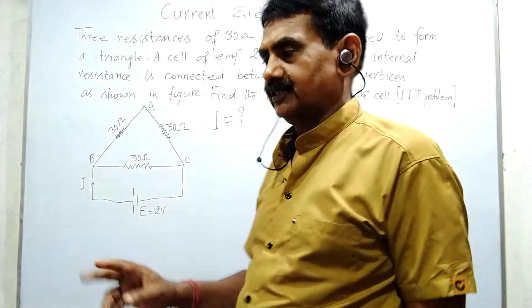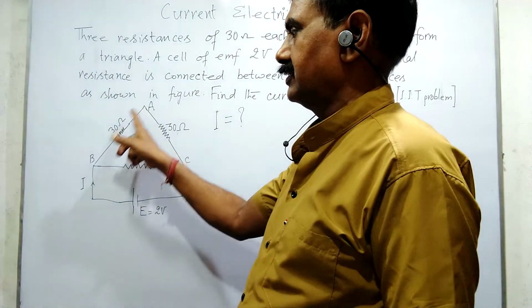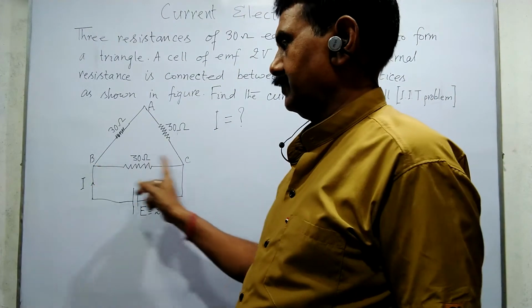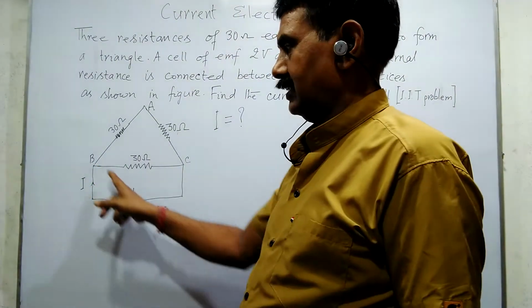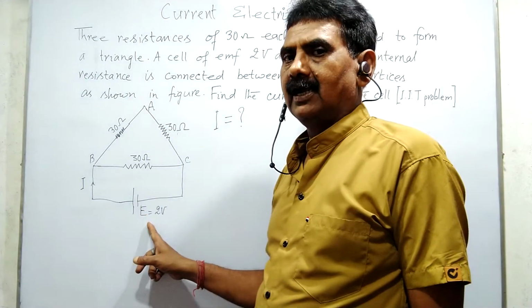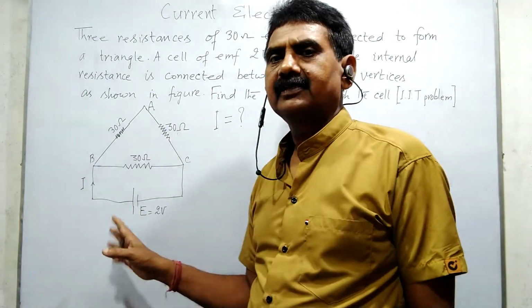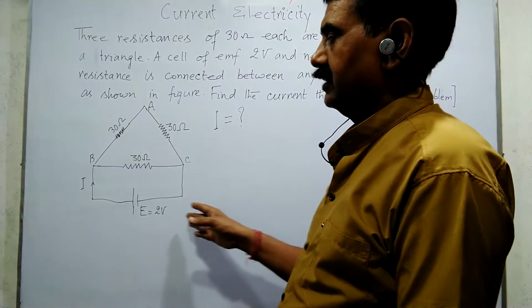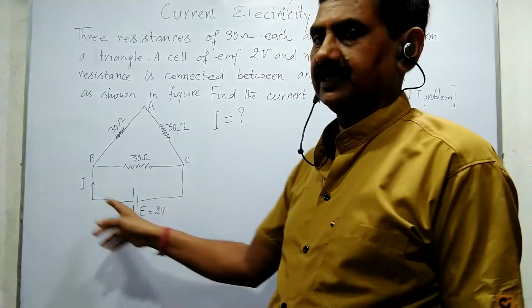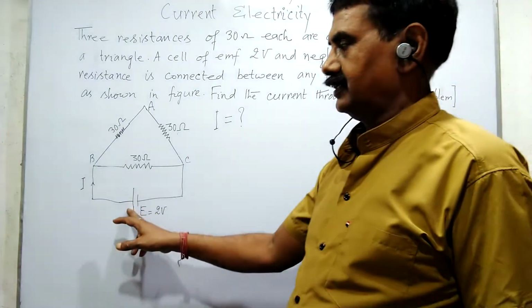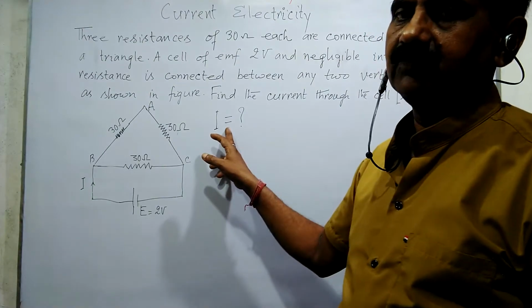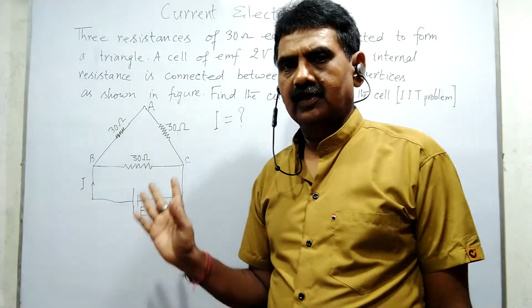Between any two vertices, there are 3 vertices A, B and C. Let us take 2 vertices B and C. Between these 2 vertices, a cell of 2 volt is connected, and its internal resistance is negligible, it means 0. Then we have to find out the value of current passing through the circuit. Let us say the current passing through the circuit is I. Then we have to find out the value of I. It is clear to you now? Now let us proceed.